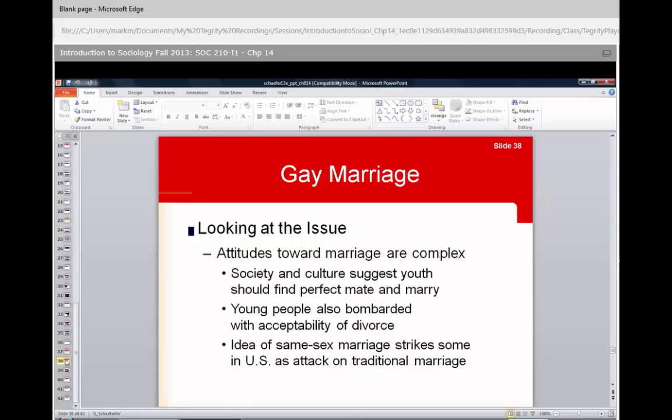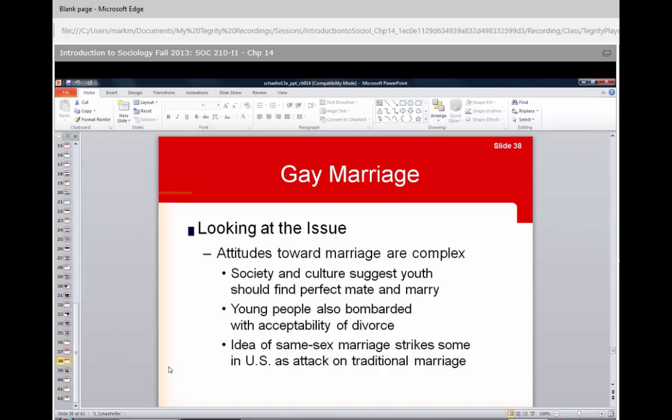All right, the last few slides look at gay marriage. These are interesting slides to look at, and whether for or against, there are some arguments that can be made. Whatever people think about that, you'll just have to decide. Maybe this gives us some additional things to think about.